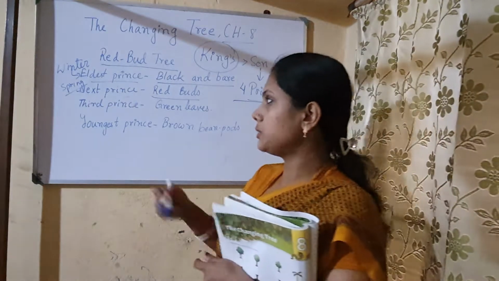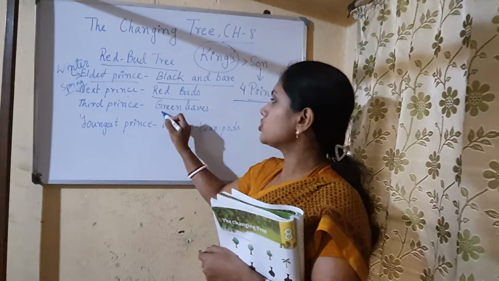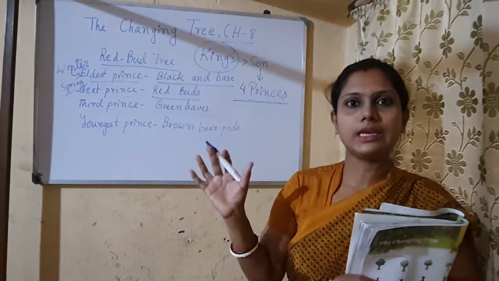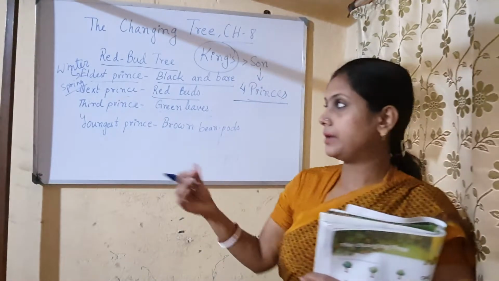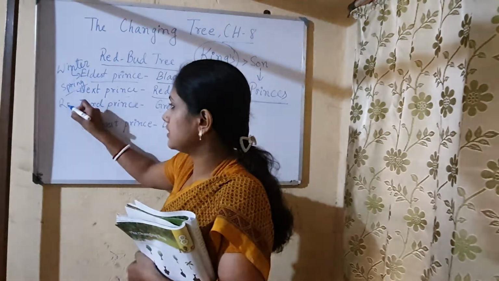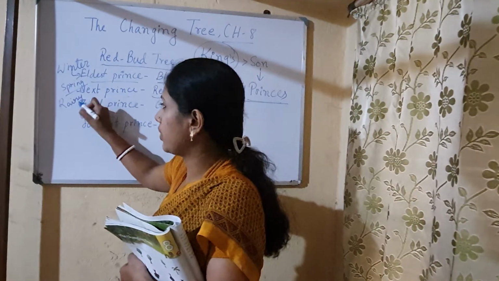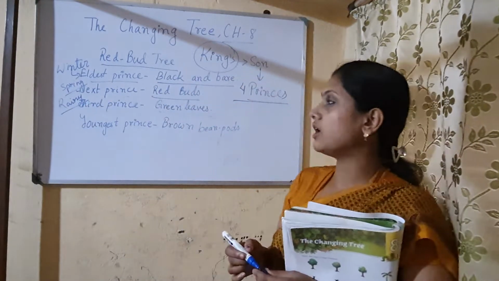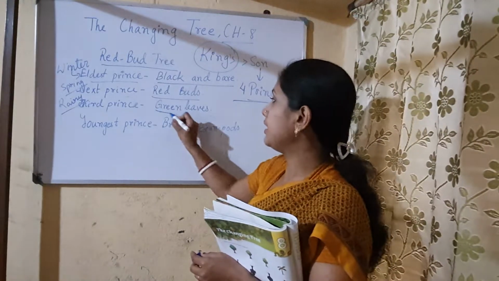So when the third prince went, he saw green leaves, full of green leaves. Why? Because it was raining. Okay, so it was rainy season, R-A-I-N-Y. It was rainy season and the third prince could see the green leaves.